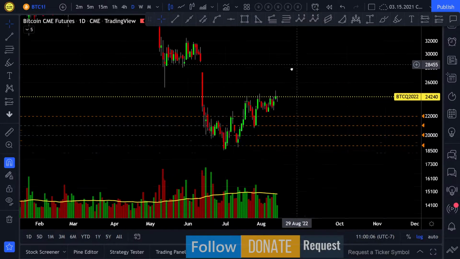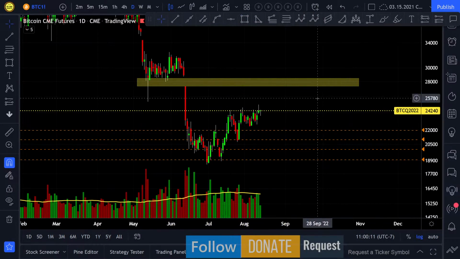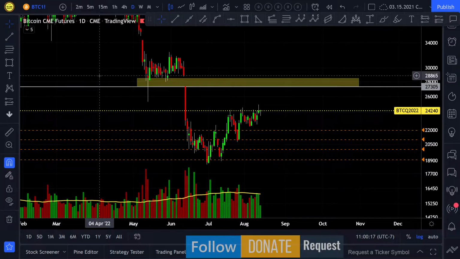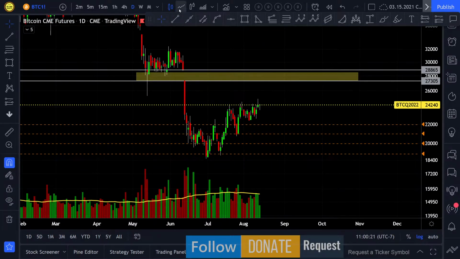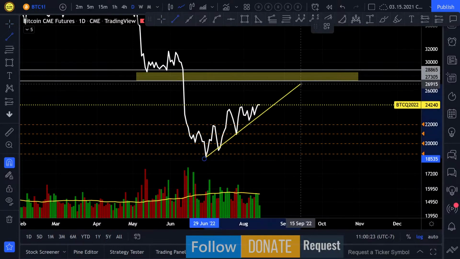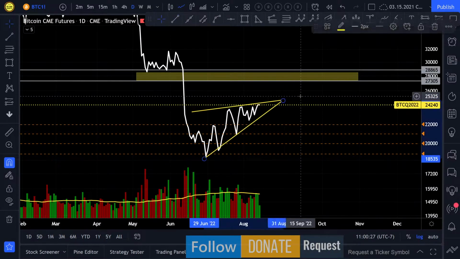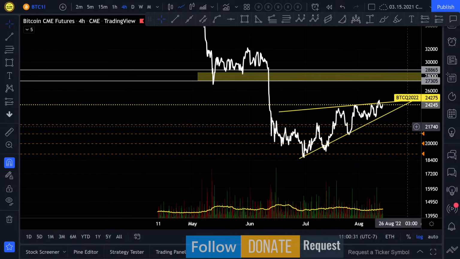So on Bitcoin futures, you can actually see the gap down resistance to the top. So that would be an immediate target, 27,400, the 27,400 to 28,865 area. Still trying to maintain an uptrend. Here it's getting a little tight. Let's look at our 1 hour.